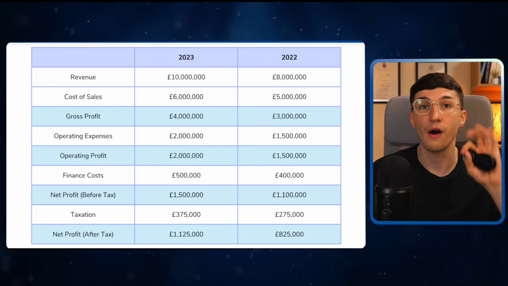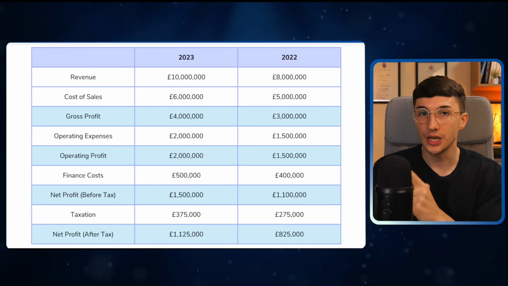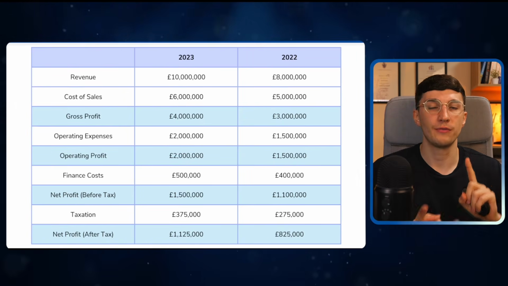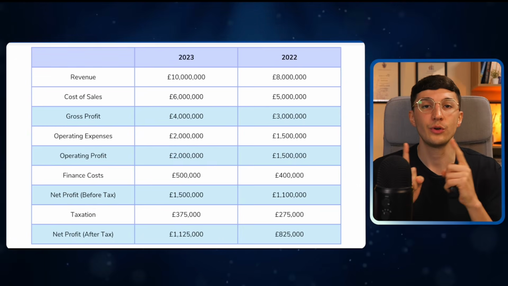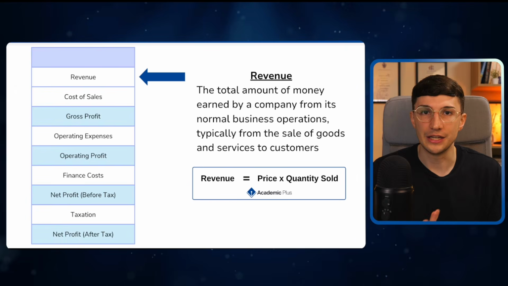Now, we've got 3 types of profit. Remember the acronym GON, G-O-N. GON, which stands for gross profit, operating profit and net profit, because that's how it shows up in our income statement. So first of all, let's break down each of these sections.